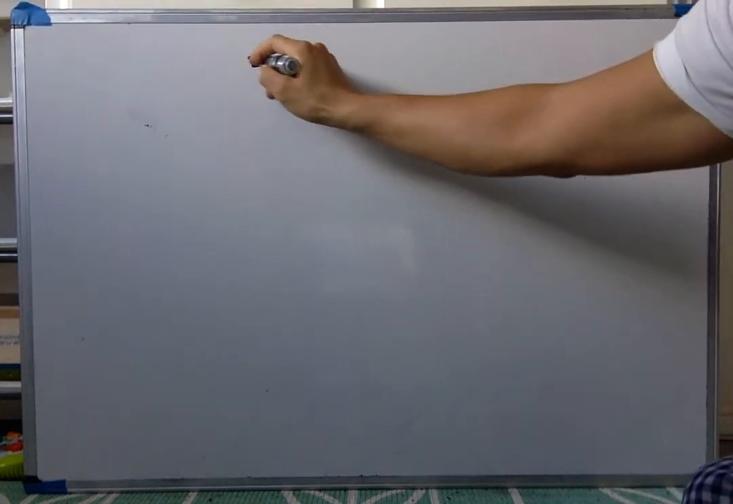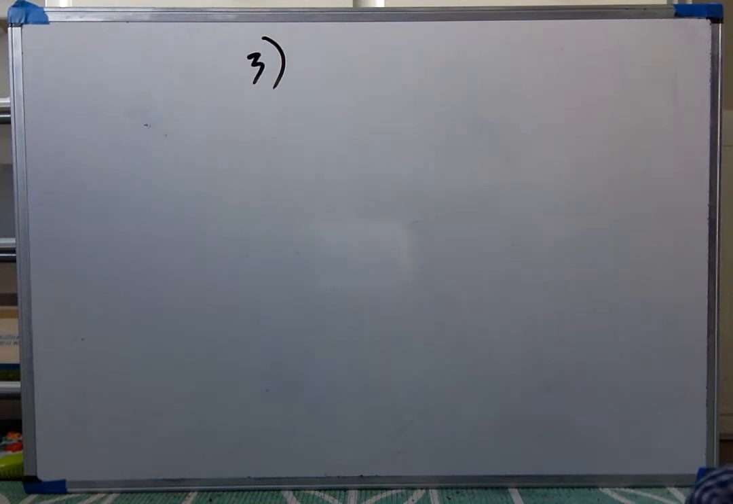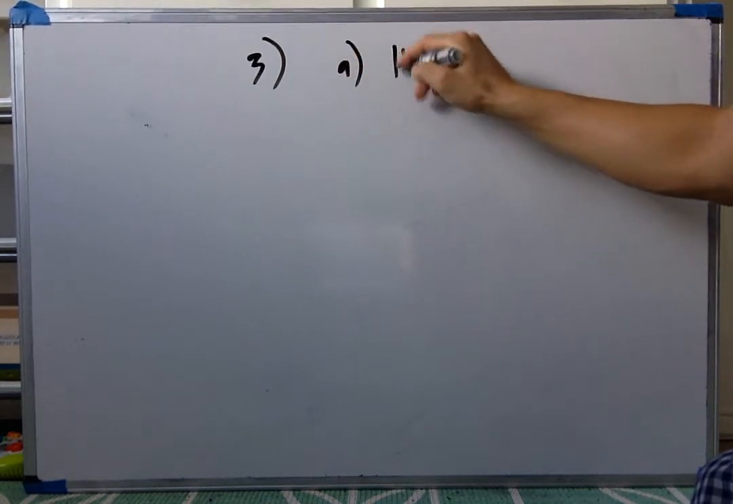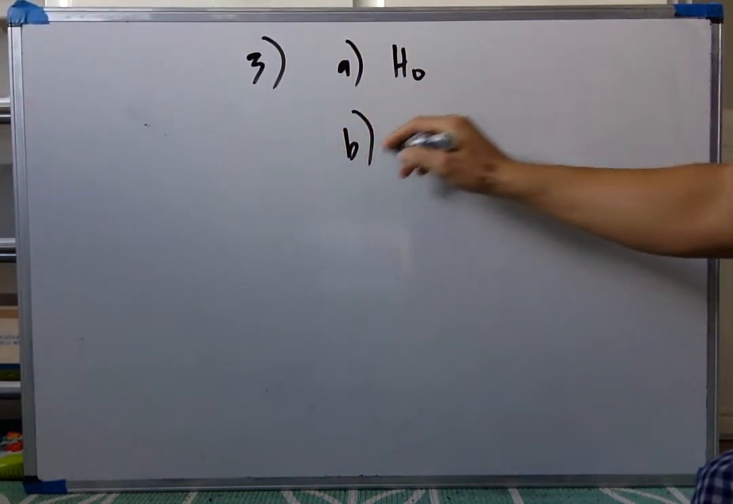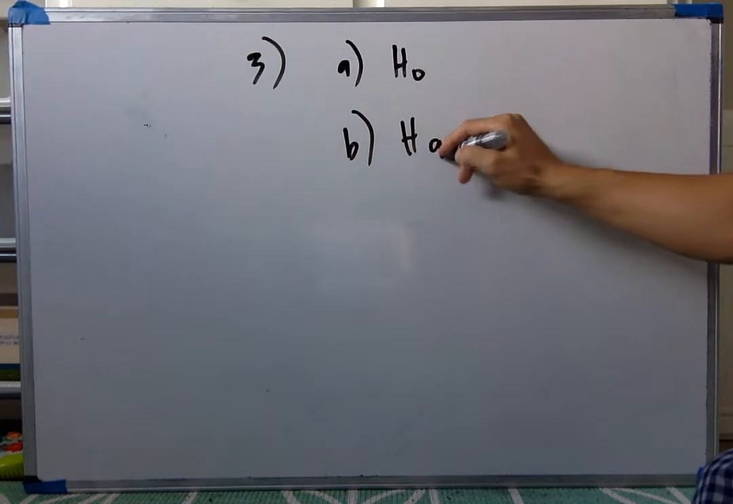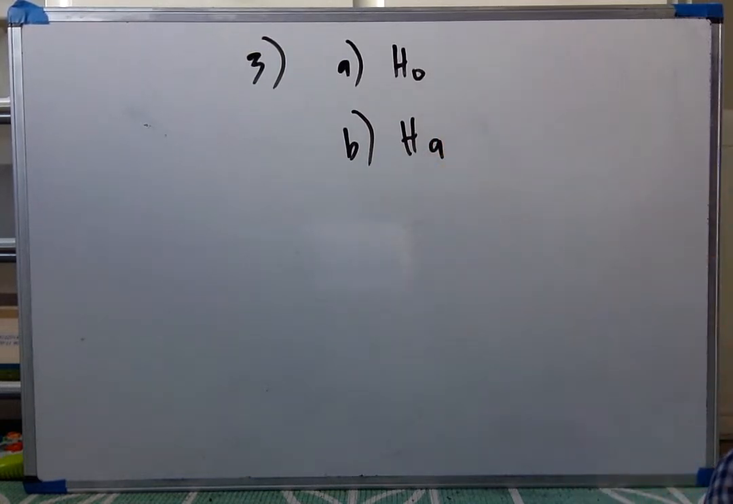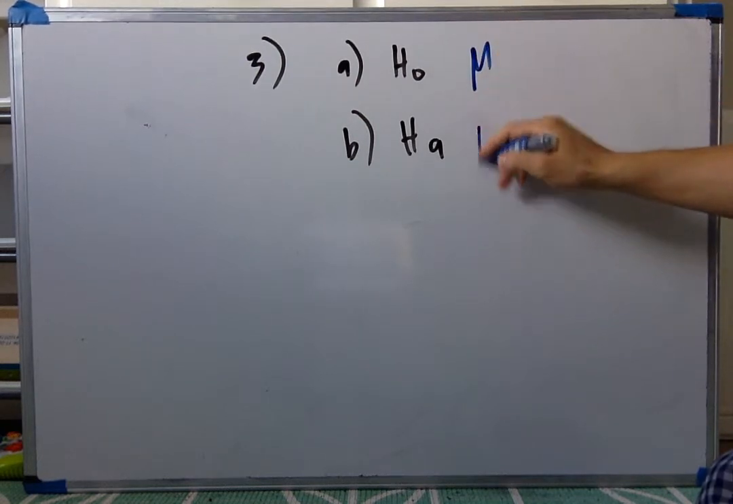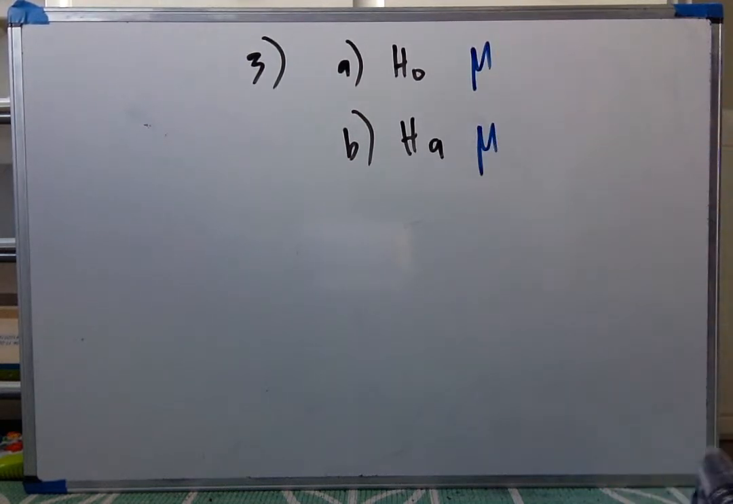Okay, number 3. Your dad claims his average toenail length is over 5.4 centimeters. What's the null hypothesis? And what's the alternative hypothesis? Okay, like I said before, these always start the same way. Mu something, mu something.